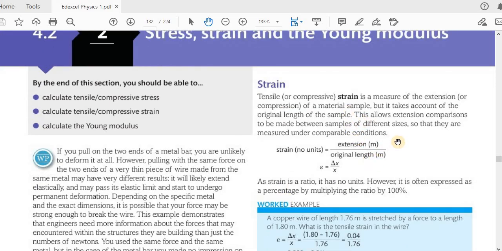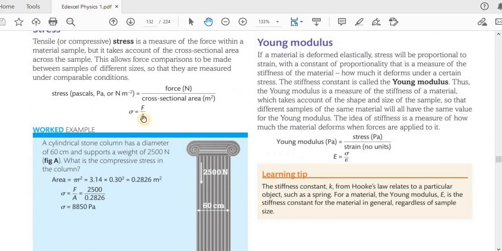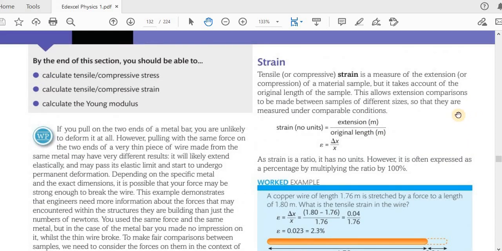Now let's look at this. Tensile or compressive strain is a measure of the extension or compression of a material sample, but it takes account of the original length of the sample. This allows extension comparisons to be made between samples of different sizes. So in this case, when we say size, it is the length. Here it is the cross-sectional area, so that they are measured under comparable conditions.